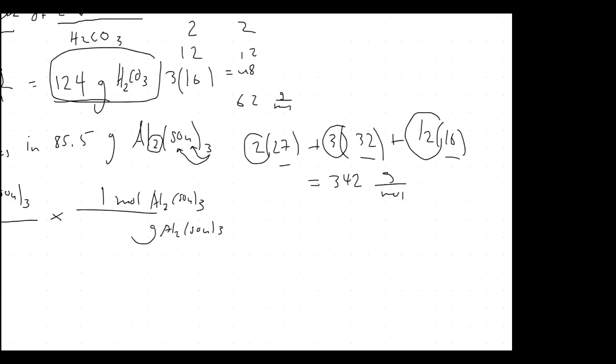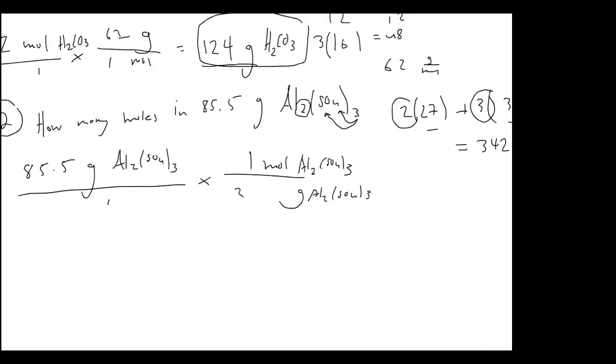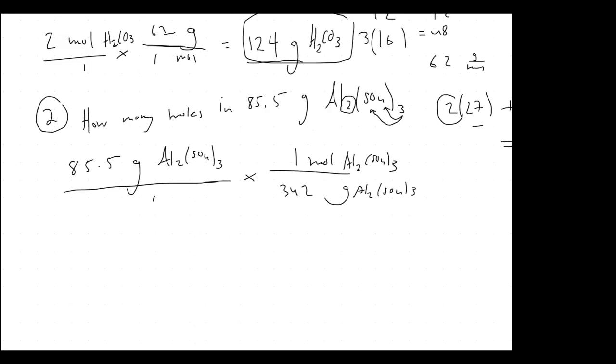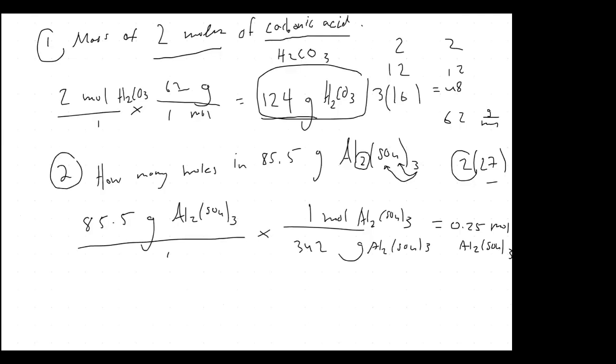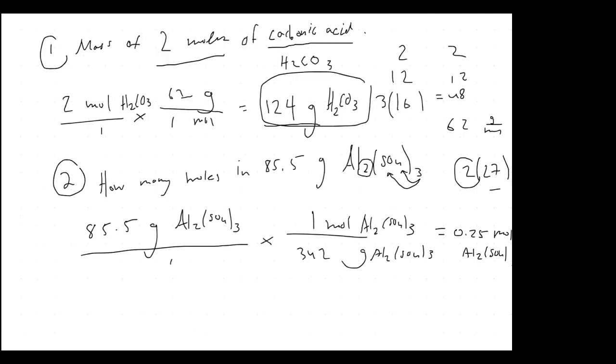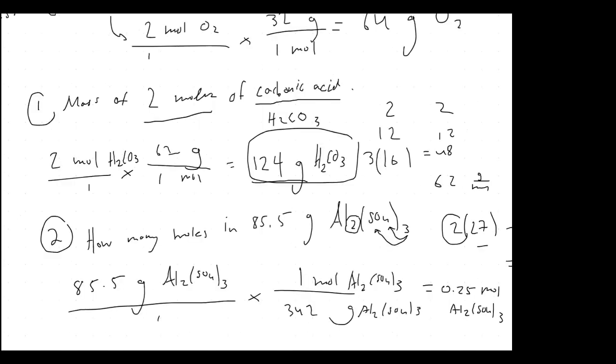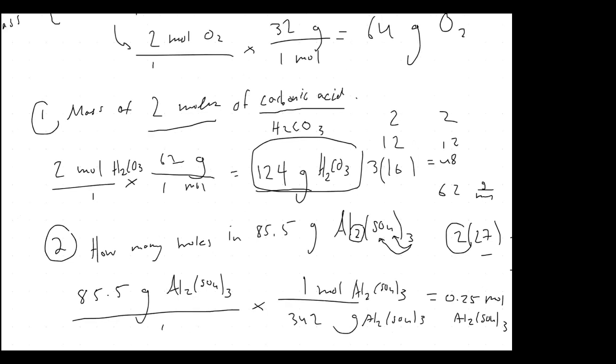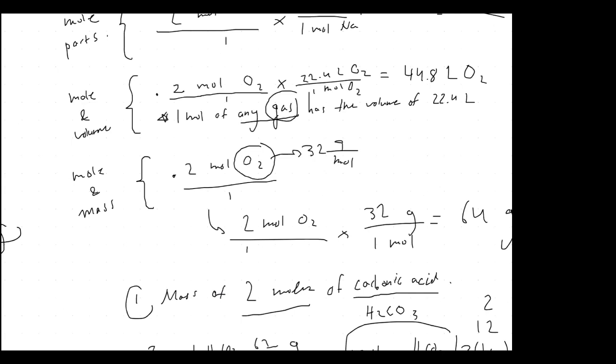Now it's really easy. It's dimensional analysis. You go from 85.5 grams times 1 mole divided by 342 grams. If you just plug that into your calculator, you get 0.25 moles of aluminum sulfate. So in that example, I showed you how to go from a given mass to the number of moles that exist from that given mass. That is where I'll leave it off. Next time we'll go over other examples of converting not from mass, but also mole and volume and mole and number of particles.